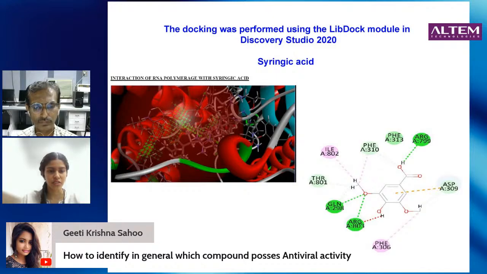How to identify in general which compound possesses antiviral activity? Well, like I said, you can go to the PASS server or any other, a lot of bioinformatic databases and online tools are there. Even proprietary tools are there. They can predict the function of a particular compound based on the chemical structural similarity. Even PubChem, to start with, can do that. But again, you have to verify that in a biological assay to make sure that it is having this property.